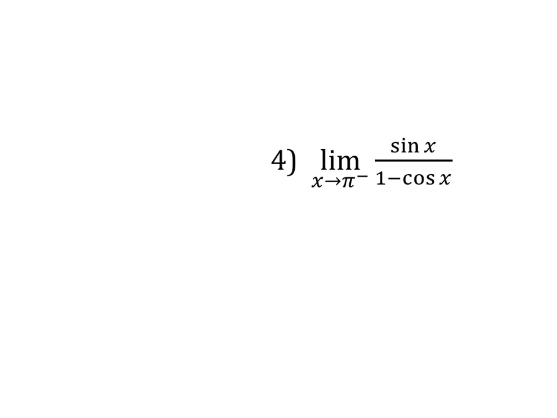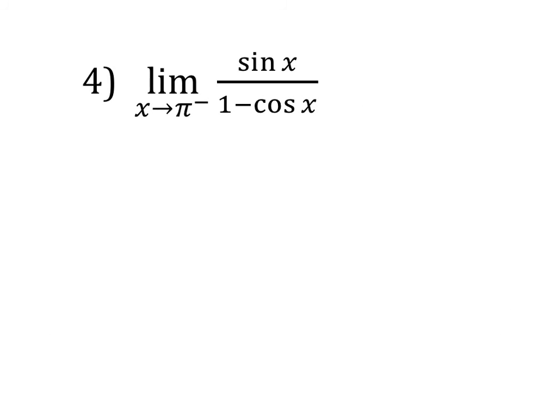Okay, one more like this. Not the last one, but the last one of its kind. All right, what's your answer? 0. Can you explain? Yes, just plug it in. Sine of pi is 0. Cosine of pi is negative 1. This is 0 over 2, so it's 0. How convenient. It is quite convenient.